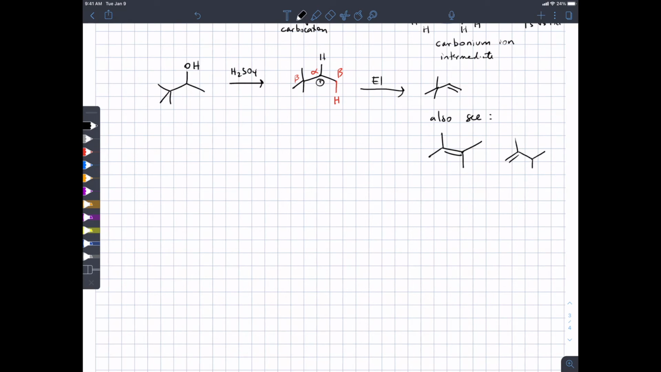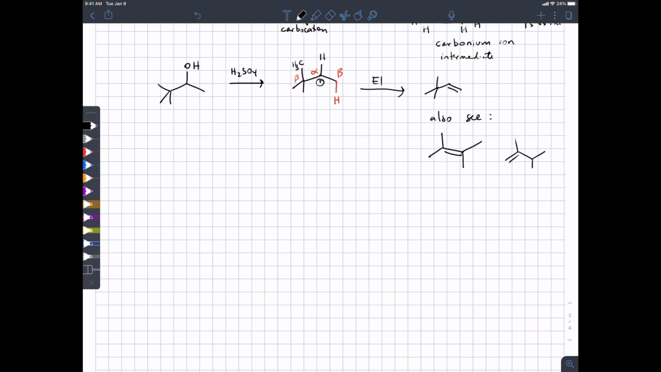Now, if you count carbons, we've got the same number of carbons, same number of hydrogens. These are isomers, but they're connected in totally different ways. And the only way you can explain this, actually, is if you allow a methyl group on the other beta carbon to lean over, go through a carbonium ion transition state or intermediate, and then continue leaning over to make a rearranged carbocation.